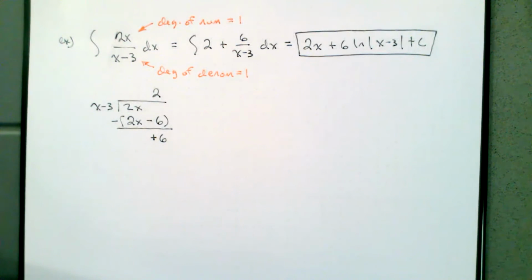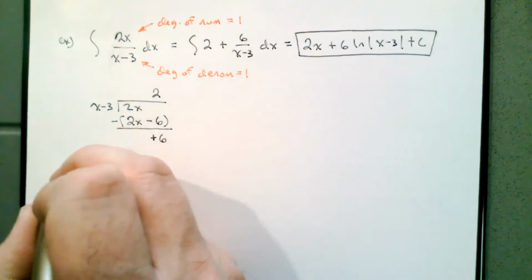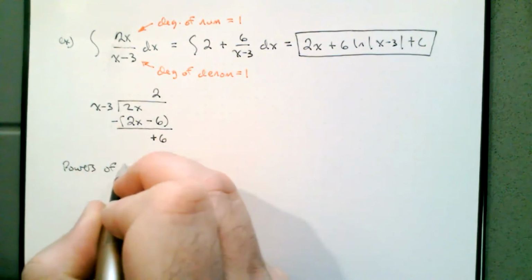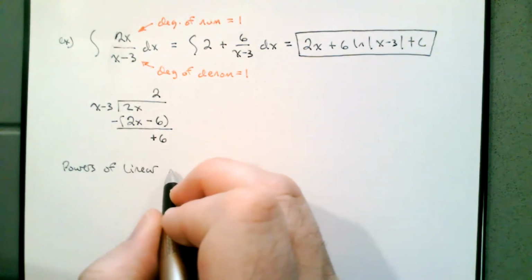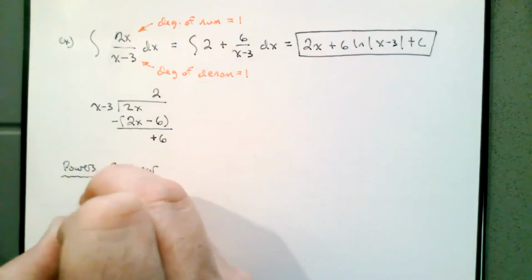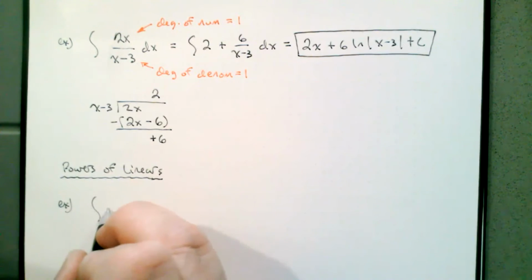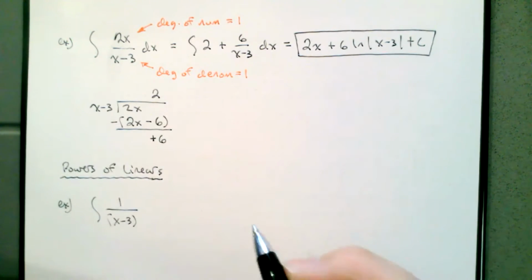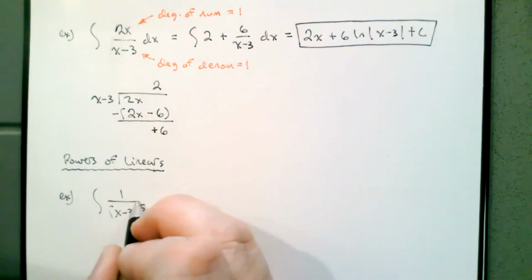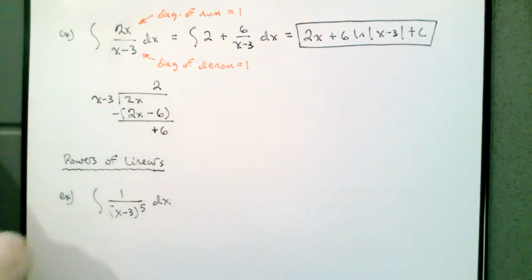Let's talk about powers of linear. If, for example, I didn't just have 1 over x minus 3, I had 1 over x minus 3 to the 5th power, dx. We're going to do the same substitution that we did with this natural log business. But now, instead of an exponent of -1 coming up with natural log when we integrate, we're going to be integrating with an exponent of -5, and then just add 1 to the exponent, divide by the new exponent.